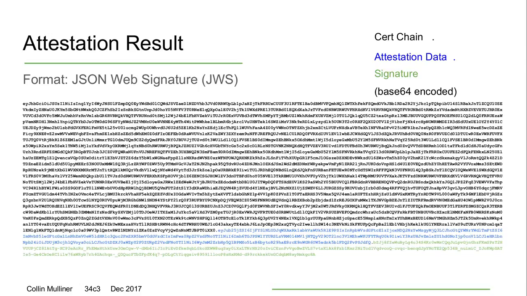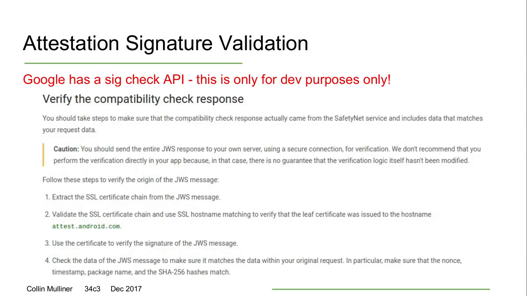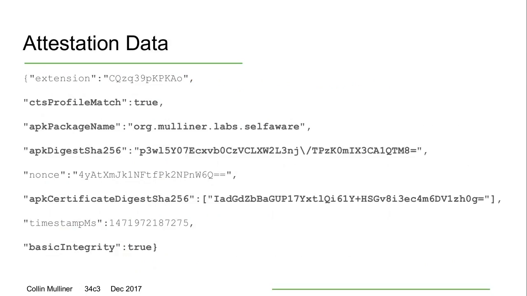It's really, really, really simple. Just some blobs of Base64 encoding. Google has a signature validation API, which is basically just for development purposes. But that part is actually pretty well documented. I guess they do that a lot, like SSL cert validation. But let's look at the attestation data. That's basically the main blob you get back. Everything else is just a chain and the signature.